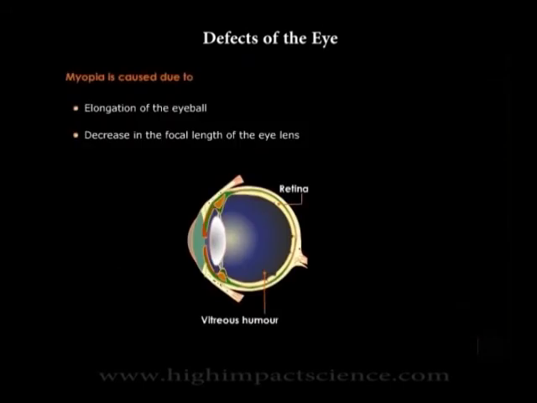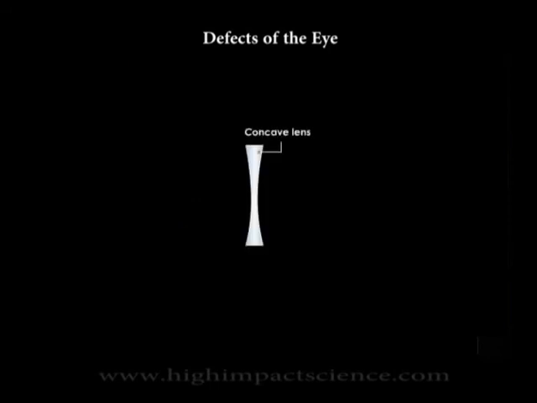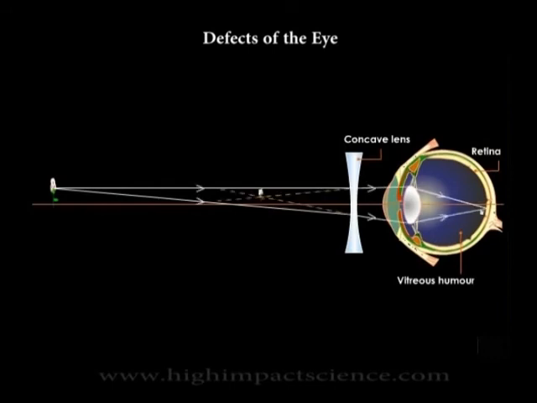Myopia occurs due to elongation of the eyeball, that is, the distance between the retina and the eye lens is increased, or decrease in the focal length of the eye lens. A concave lens is used to correct this optic abnormality. The ray diagram shows how the concave lens helps focus light on the retina.